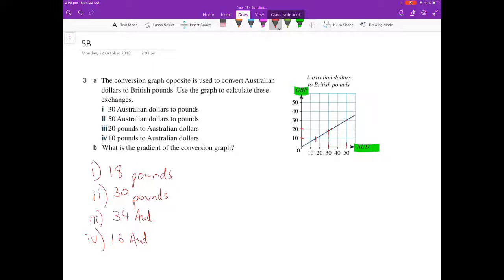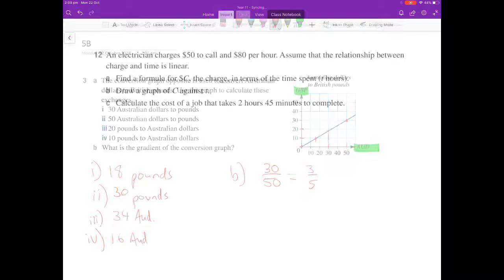Last question is looking for the gradient of the conversion graph. So find 2 points that sit right on it, and we do have, of course, the point 0, 0 and the point 50, 30. So our rise was 30, and our run was 50. 30 over 50, of course, simplifies to 3 over 5.